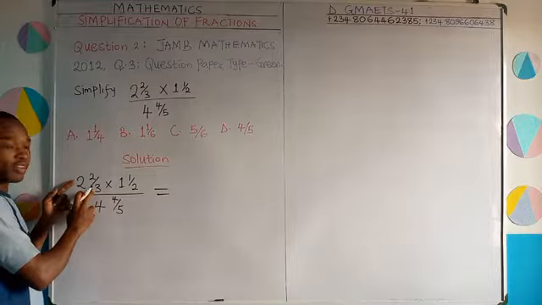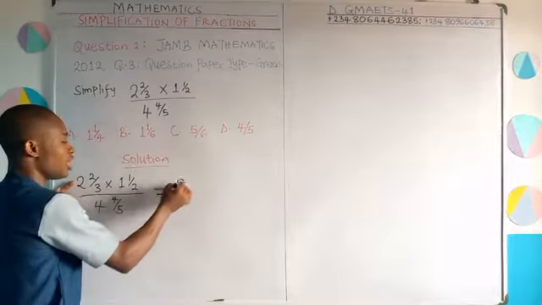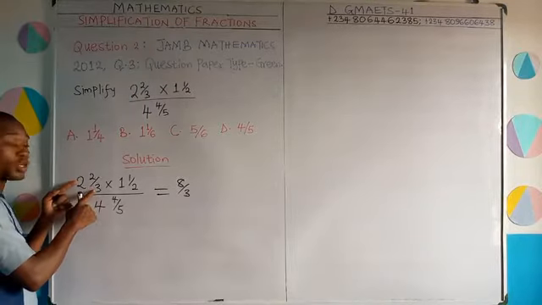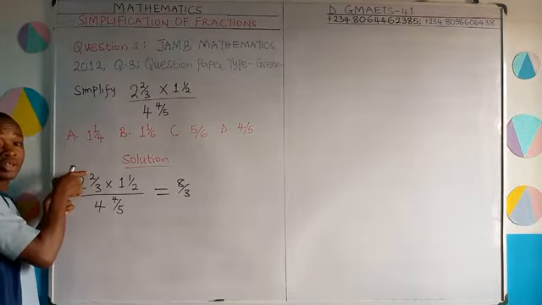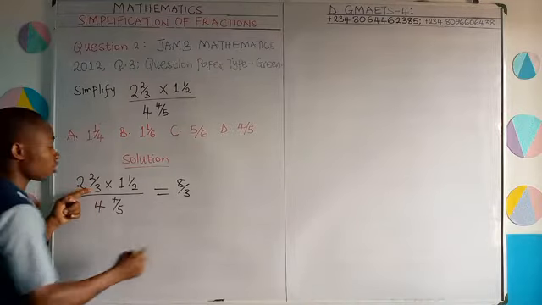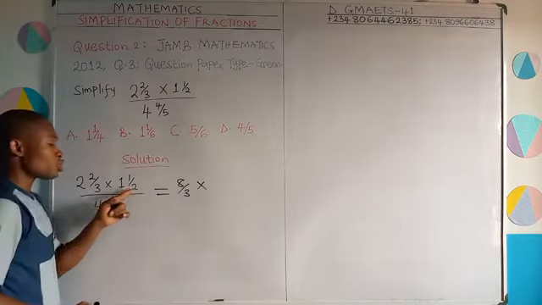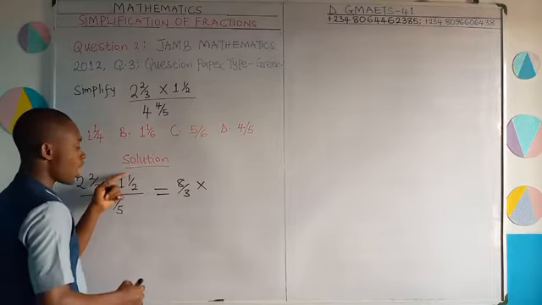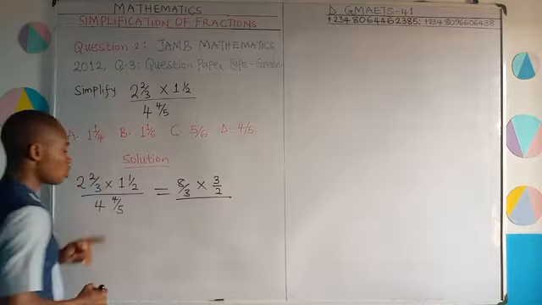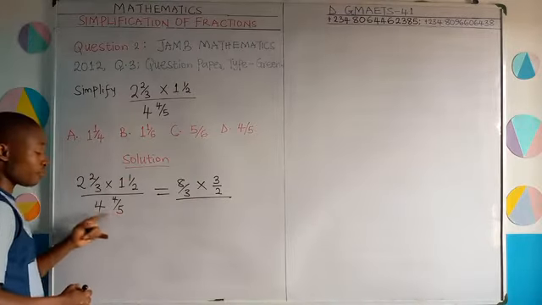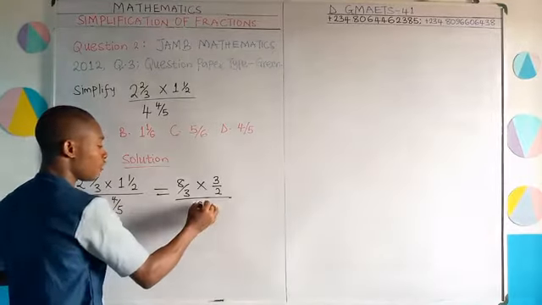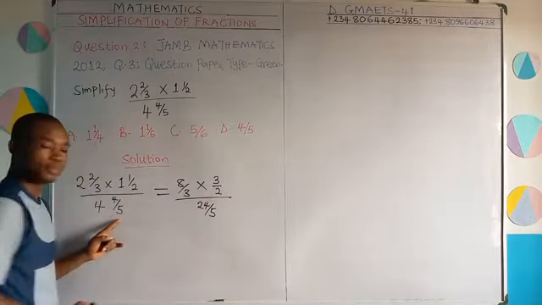3 times 2 will give us 6, plus 2 will give us 8 over 3. Once again, 3 times 2, the denominator times the whole number, you get 6. Add it to the numerator here, which is 2, you get 8, divided by the given denominator. Then, 2 times 1 will give us 2. Add it to the numerator 1, there you have 3 all over 2. Then this will be all over 5 times 4 will give us 20 plus 4, 24 over 5.